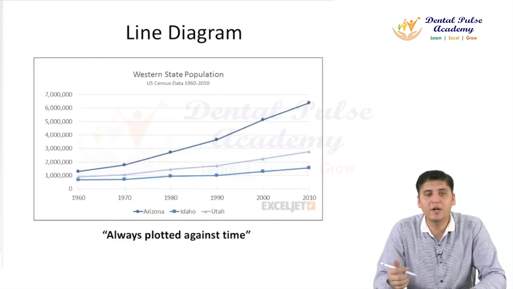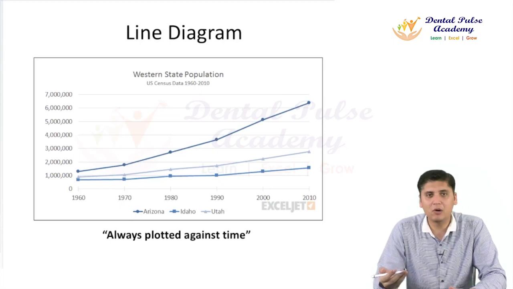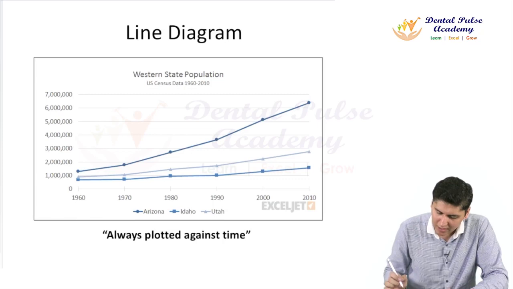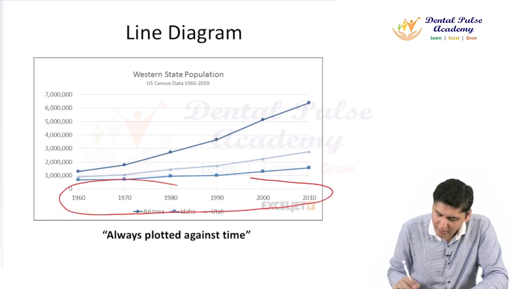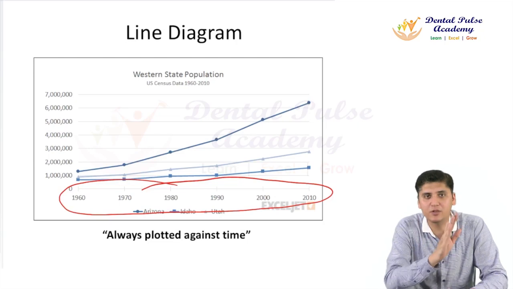Now we start with the quantitative graphs. First is the line diagram. With the line diagram, we must have all seen that we draw lines as per the axis. The only thing that is important is that it is always and always plotted against time. One of the axes in a line diagram has to be time.